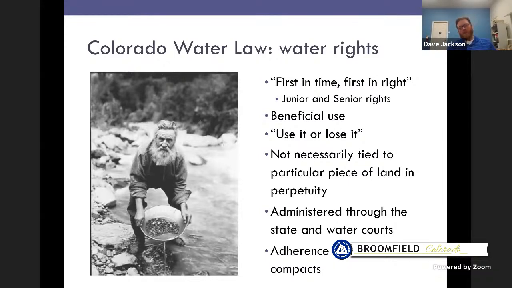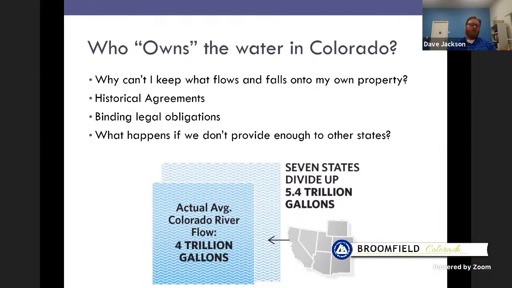So here's some general terms for water rights in Colorado. First in time, first in right. We have junior and senior water rights, and they were allocated as beneficial use. This is just kind of more showing how contentious water law is in the states, and also interstate compacts that we have to, as a headwater state, we're responsible to provide water to neighboring states downstream. So we can now keep water that falls on our property.